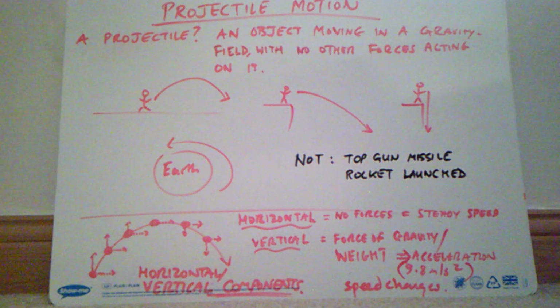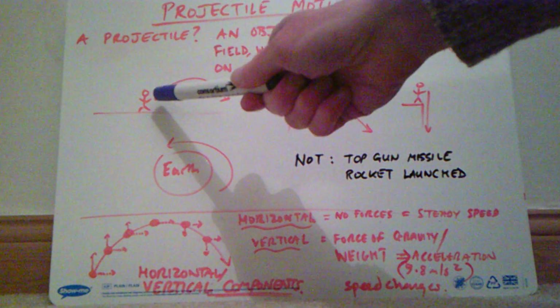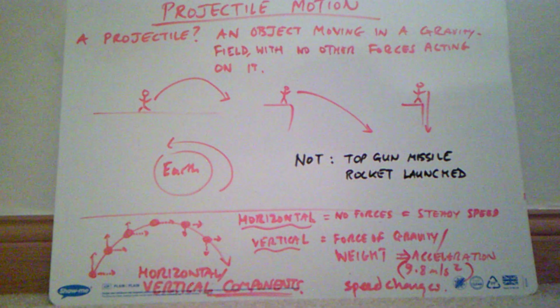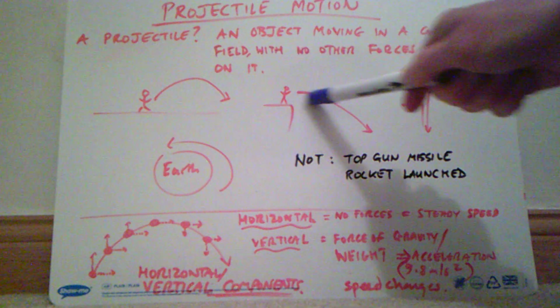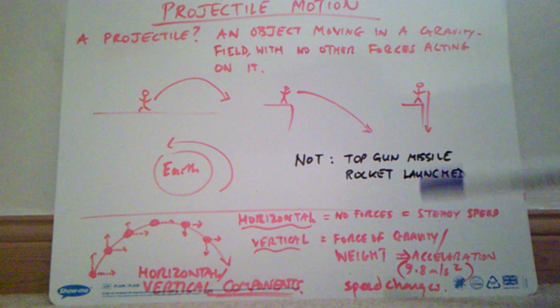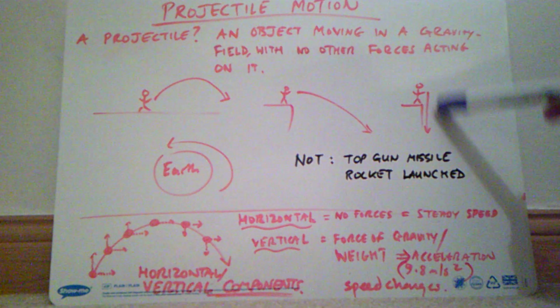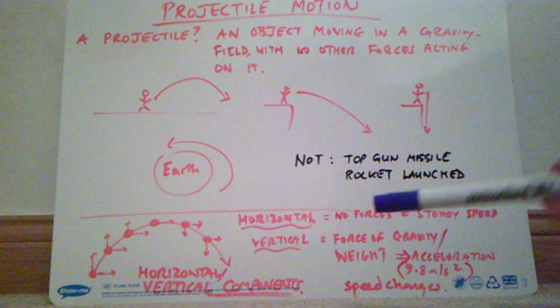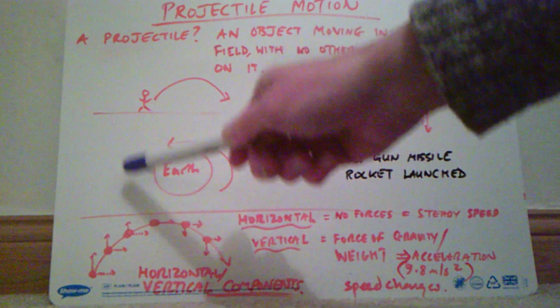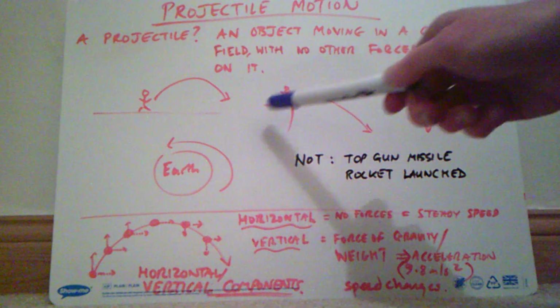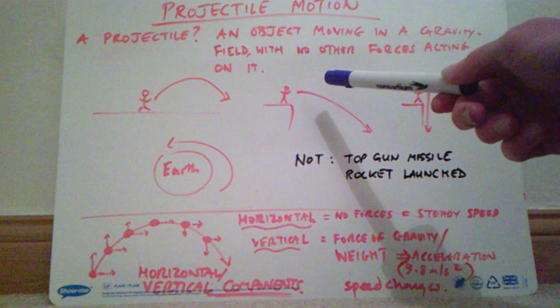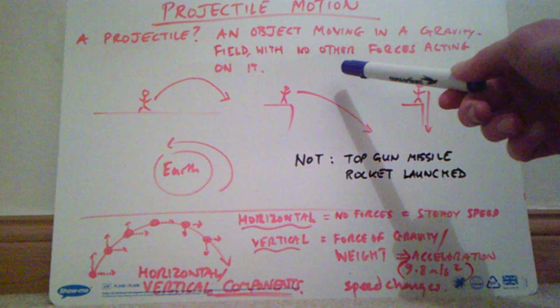So some examples of projectile motion: you throw something forward, or you're up on a cliff and you throw something out the way, or you drop something vertically down the way, or there's a satellite in orbit around Earth. These are all objects with no other forces acting on them other than gravity.